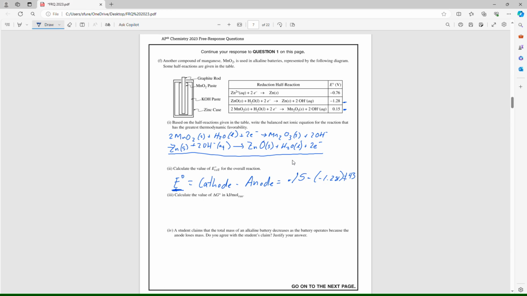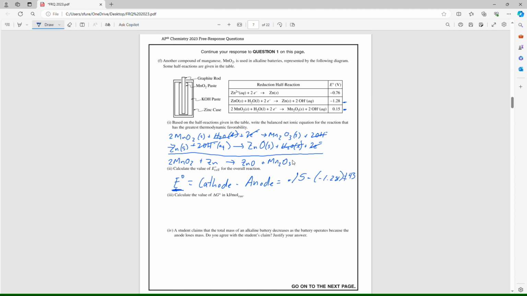When you do the balanced net ionic, you just cross out what's on either side. So the 2 H2Os are on either side, 2 electrons are on either side, the 2 OH minuses are on the other side. Then you just add it up. So we have 2MnO2 plus zinc makes zinc oxide plus Mn2O3.